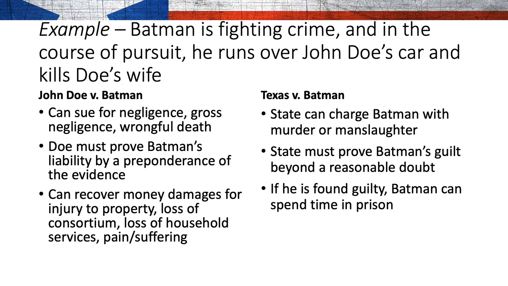And if John Doe wins, he can get money damages for his property. He can get money for the loss of his household services and his loss of consortium with his wife. So all the sadness that he feels because of not being able to have his wife there, not being able to have a physical relationship with his wife, not having his wife there to help him mow the lawn or whatever household services the wife provided. And then you can also sue for pain and suffering. So those are the soft damages, how sad he was.